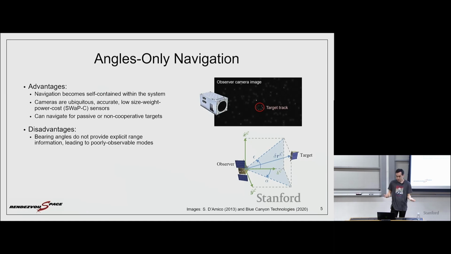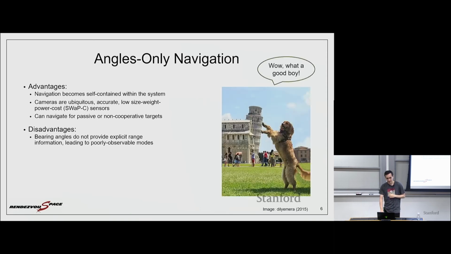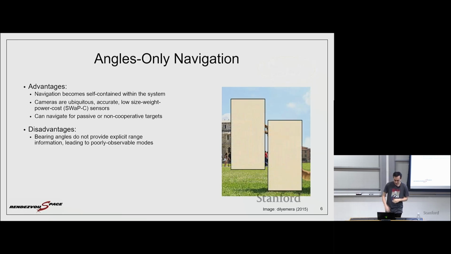There are some disadvantages, though, in that bearing angles don't provide explicit range information. This leads to some poorly observable modes in the system. I have a demonstration here where we have an example image. It's a classic optical illusion where you have, in this case, a dog, which in this photo appears to be the same size as the Leaning Tower of Pisa. And we can work that out because we have a lot of visual information in our brains about how big dogs are and how big the Leaning Tower of Pisa is.